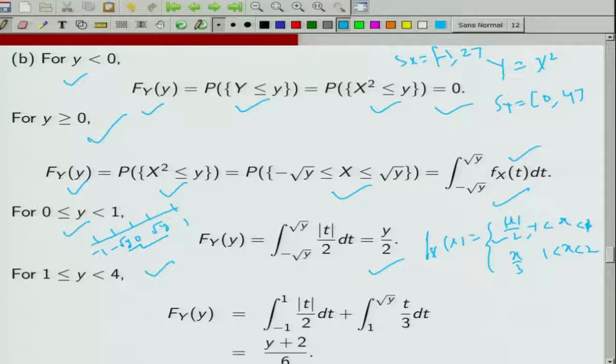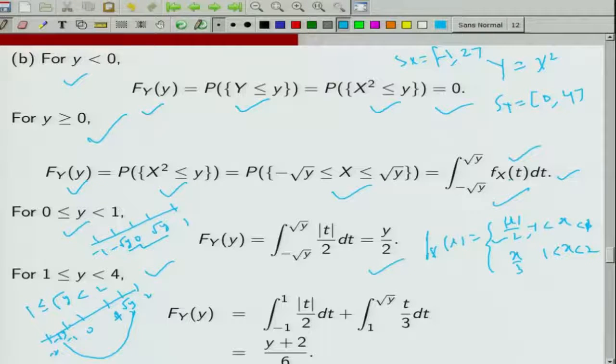Now if y is between 1 to 4, F_Y(y) would be integrating this over here. Now in this case, root y lies between 1 and 2. So 0, 1 and 2. So root y is over here. Here is minus 1, minus 2. So minus root y is over here. So minus root y is here, root y is here. So F_Y(y) would be how much?